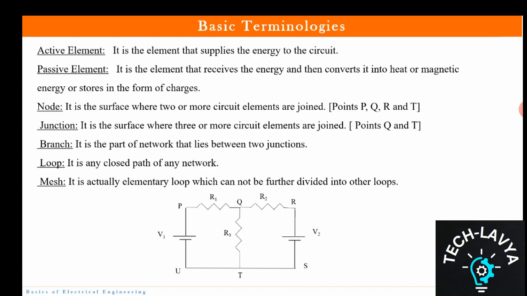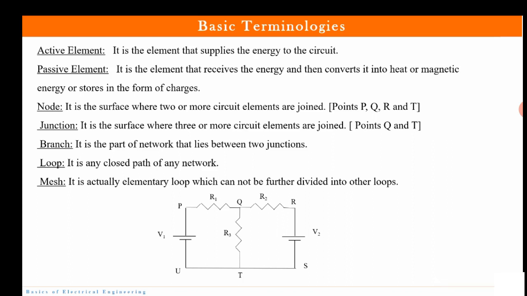Now the first terminology is going to be active element. Now what do you mean by active element? It is the element which supplies energy to the circuit. Which supplies the energy means any current source or voltage source will be known as an active element. So in the circuit which is shown, V1 and V2 are the active elements.